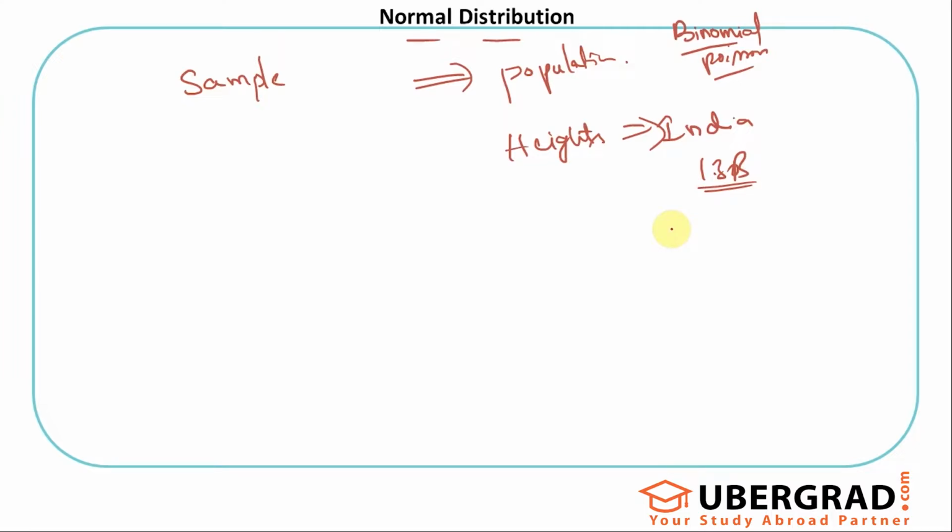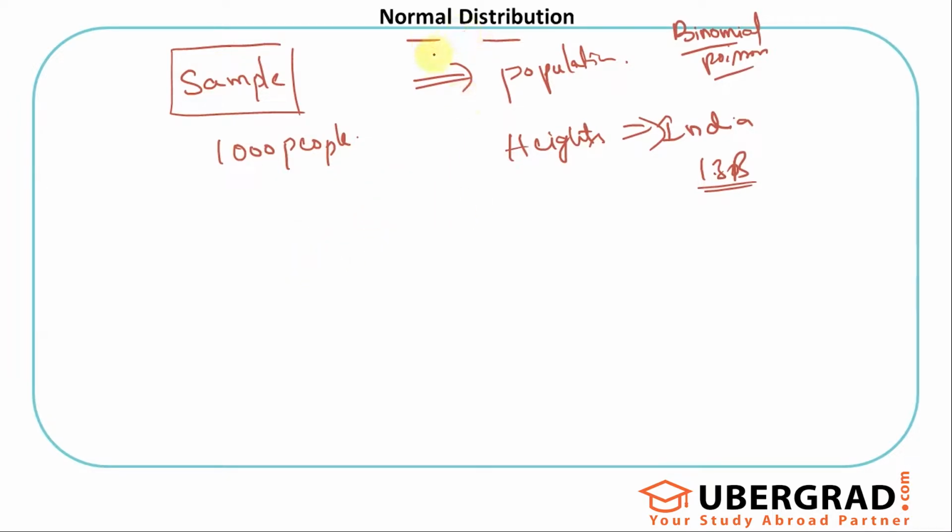So rather than that, to make it a good estimator, we pick a sample. There are multiple sampling methods, we don't get into that, but let's say I pick a sample of 1000 people in the country. I measure their heights and I plot the distribution based on certain conditions, right?